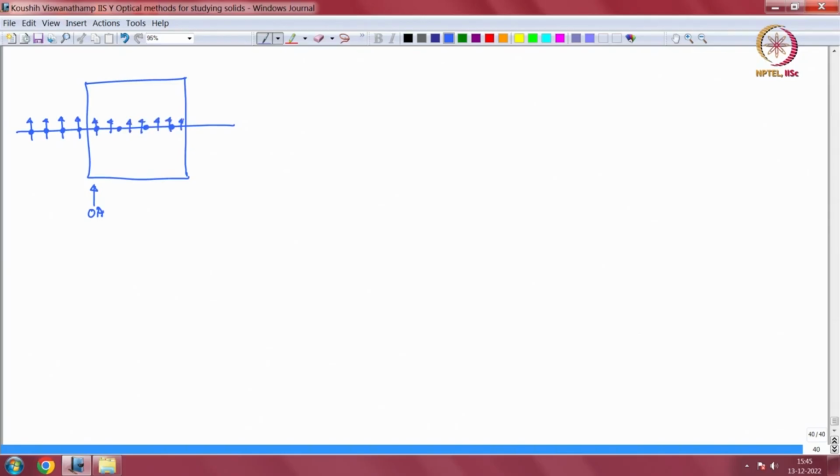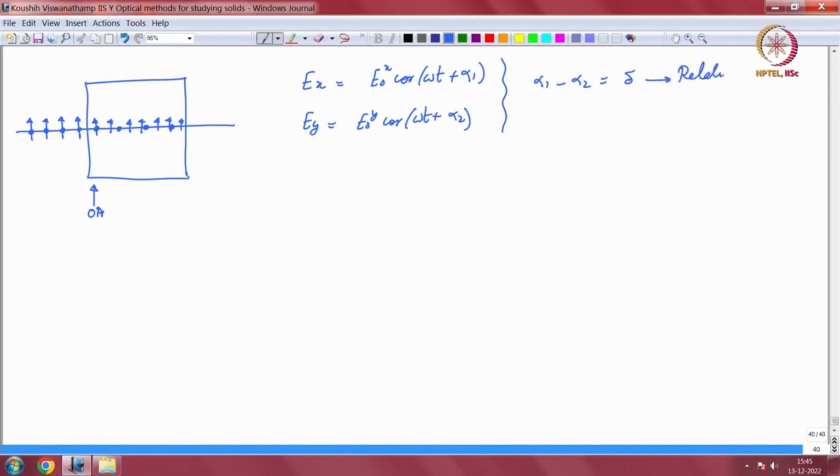and so you would expect that when the two waves emerge from the material, they will have a different phase, right. So, if for example, your Ex was some E0x cos of omega t plus alpha 1 and Ey is some E0y cos of omega t plus alpha 2, then there is a relative phase of alpha 1 minus alpha 2 between the two waves as they emerge, right.